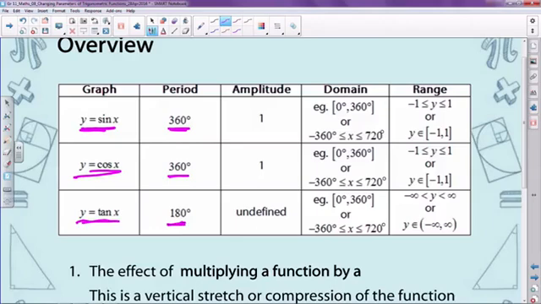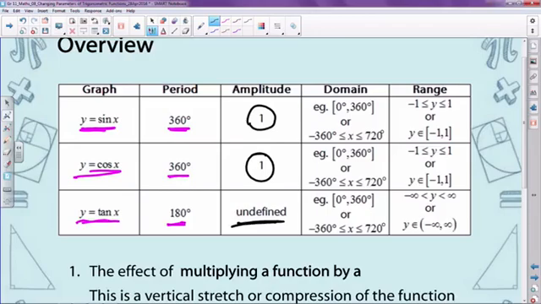And then with your amplitude, okay? If you check, the amplitude for y equals sine x is 1, and the amplitude of y equals cos x is 1 as well, and it's not defined for y equals tan x.